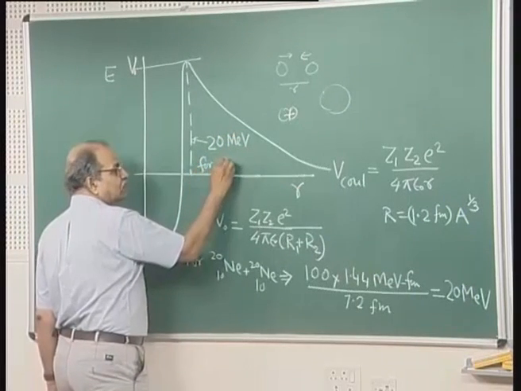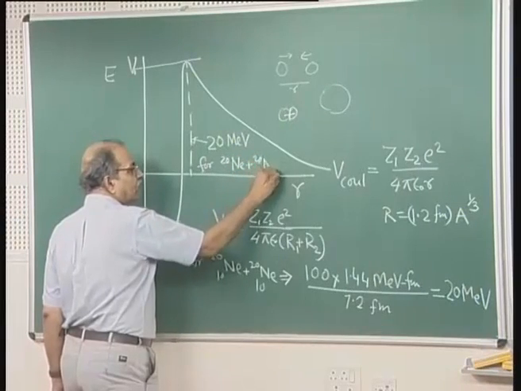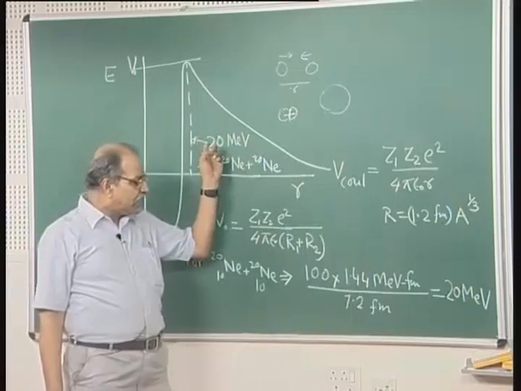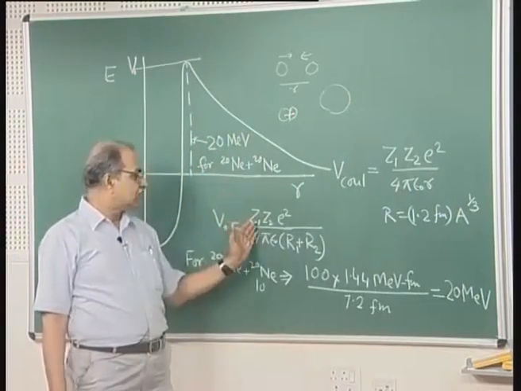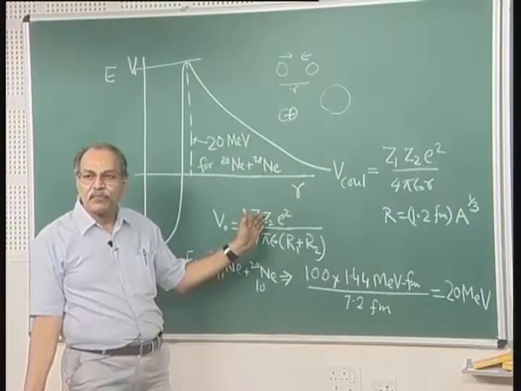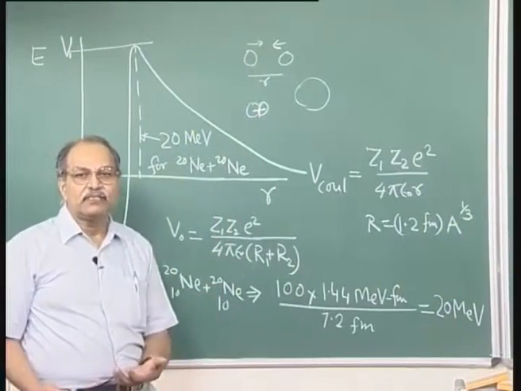For neon plus neon. This height will be large if Z1 Z2 is large, and it will be small if Z1 Z2 is small. And the smallest value of Z1 Z2, how much can that be? That can be when Z1 is 1, Z2 is 1, so proton-proton.